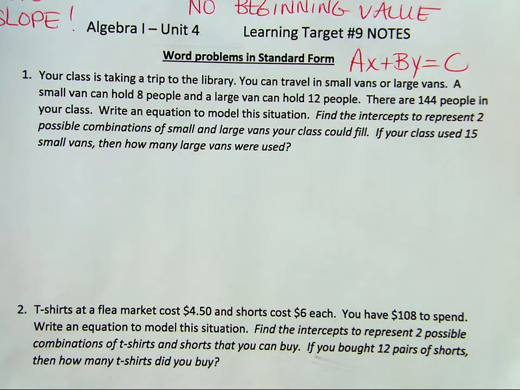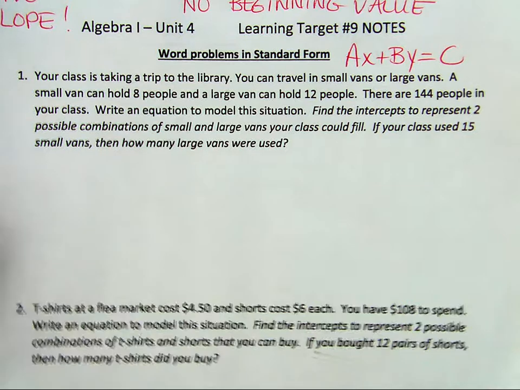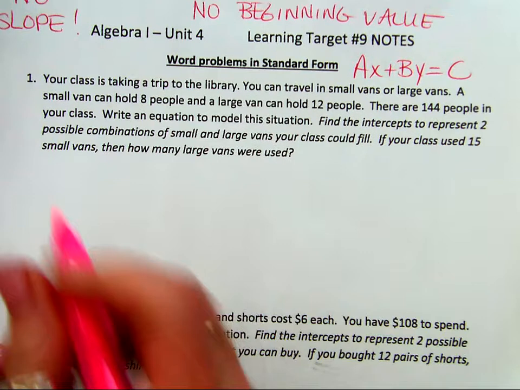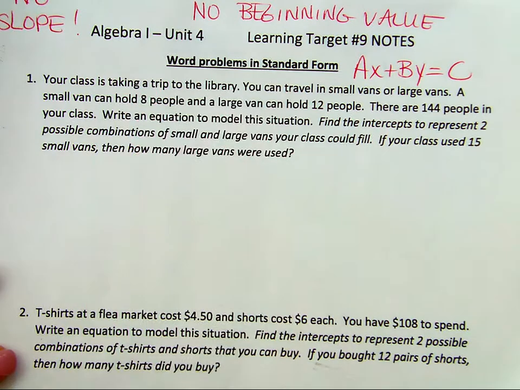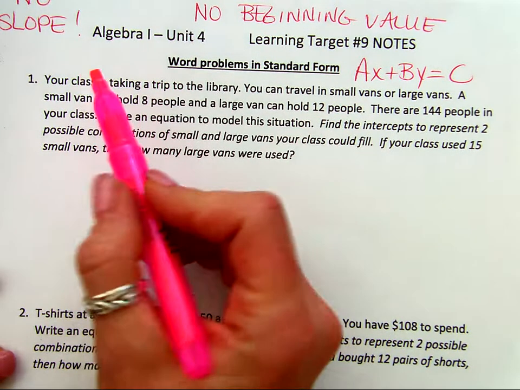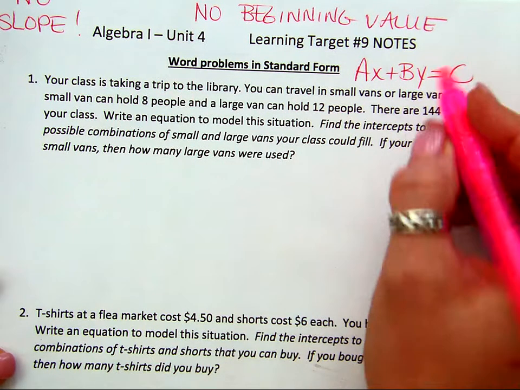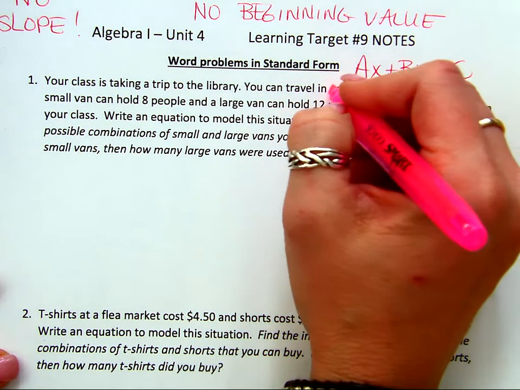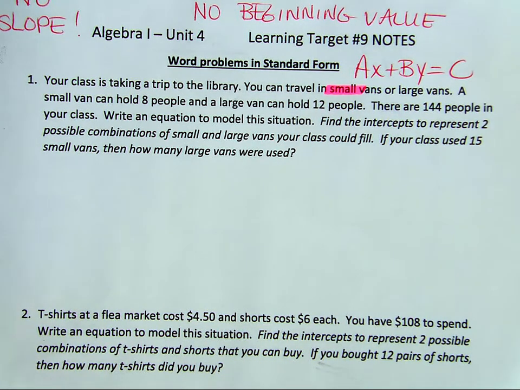Okay, so this is what we're going to talk about, and this is where highlighter number 1 comes in. Because I'm reading the sentence, and first of all, it looks like a lot of words, doesn't it? Your class is taking a trip. You can travel in small vans or large vans. So the first thing I'm going to do is designate a color to each of the 2 things we're talking about. Whether that's going to be hamburgers and hot dogs in a later problem or T-shirts and shorts in a different problem. Today it's small or large.